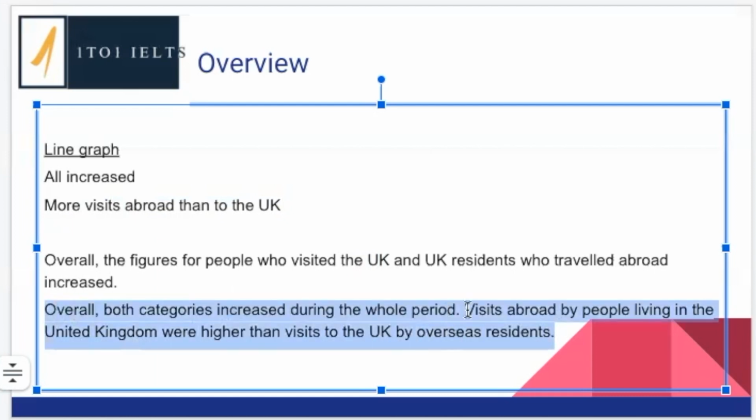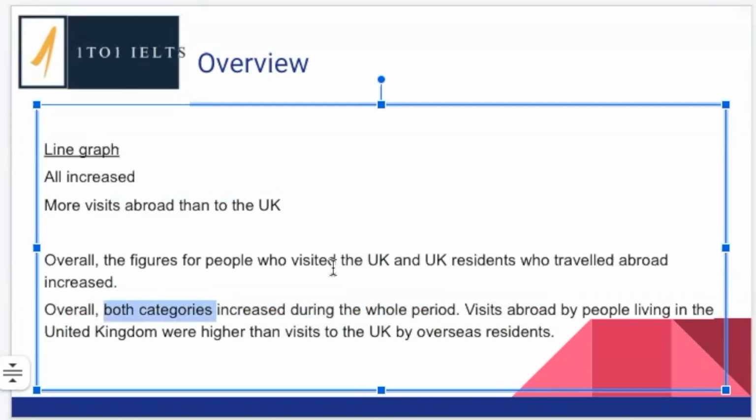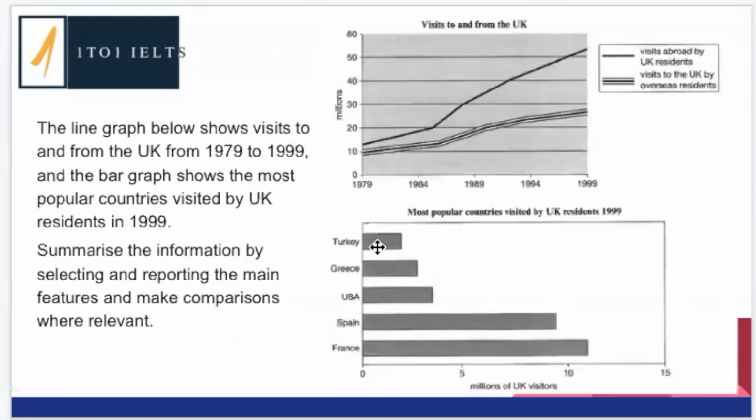So let's start having a look at the language then. Overall, both categories increased during the whole period. What is our problem here? Yeah, we should name them. At the moment, this is too vague, because if I said both categories, I'm meant to be giving an overview for all of this. So we have, sure, 2 categories for the line graph, but we've got 5 categories here. So overall, there's 7 categories. So if I just say there's 2 categories, I'm lost. So you could maybe say in the line graph, both categories increased. That would be a little bit better.